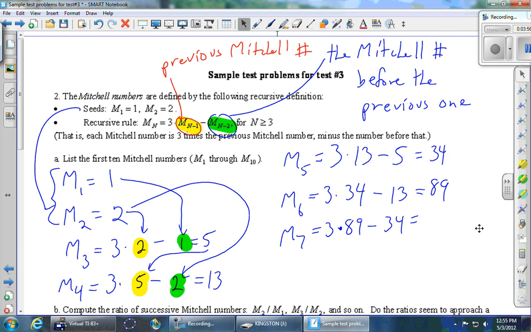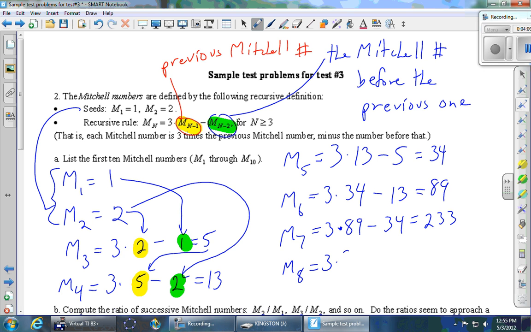That's 233. We'll write out the last few here, and then you can do the calculations. Let's see, so that's 3 times 233. Subtract the previous one, 89. You get whatever you get. And then you do M9 just the same way. And then finally M10. The answers are in the answer key at the end of this document. We'll just stop there and go to part B.